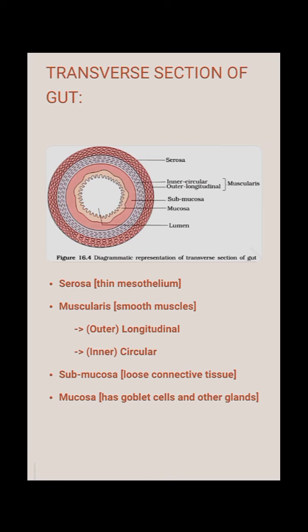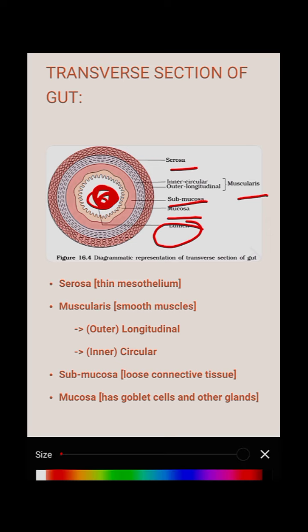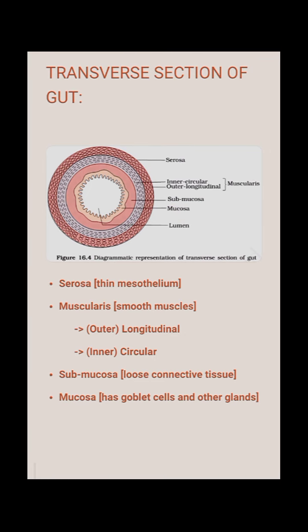While we are seeing the transverse section of the gut, we have 4 parts: the serosa, muscularis, submucosa and mucosa. And see here, the lumen is nothing but the empty cavity, an empty space present inside, so it is not a part. So we have only 4 parts: the serosa, muscularis, submucosa and mucosa. Clear?